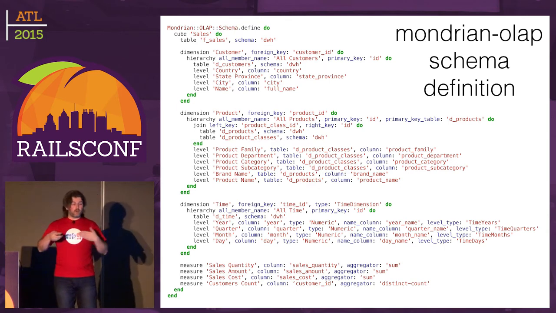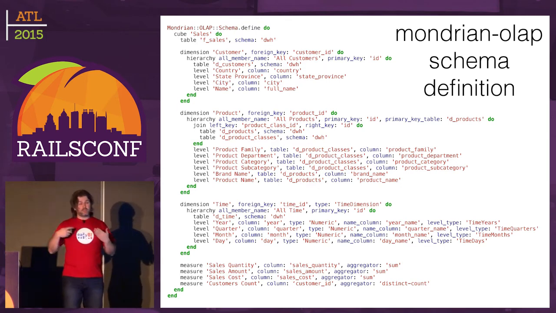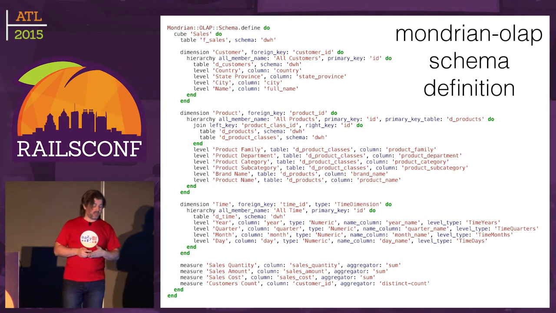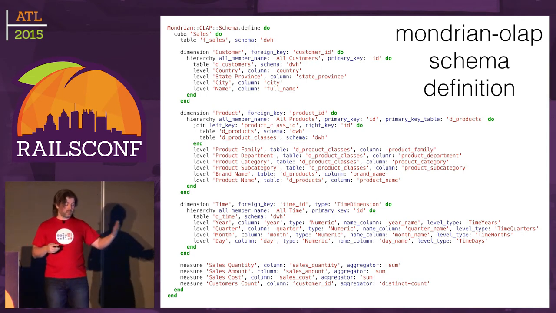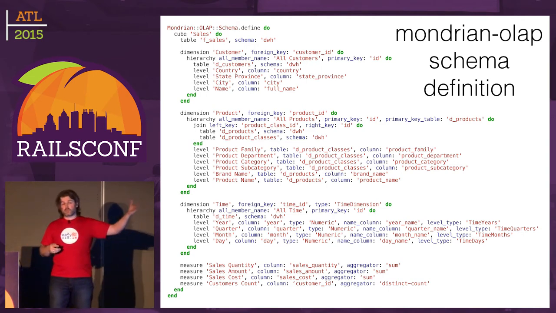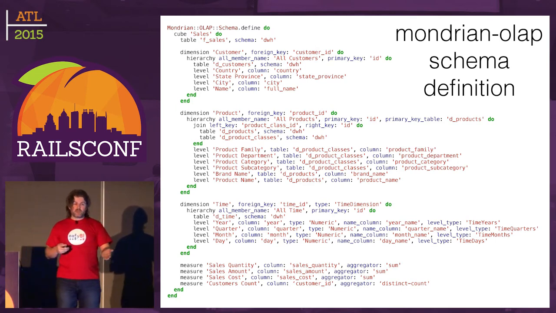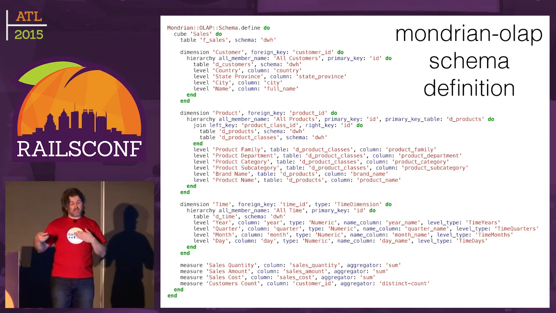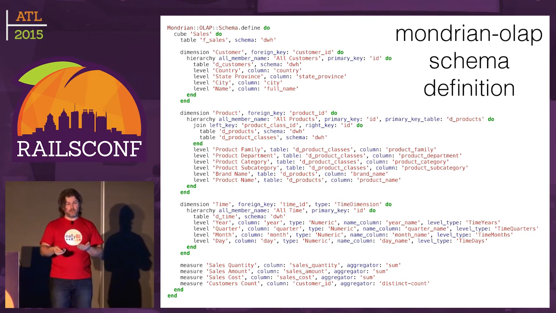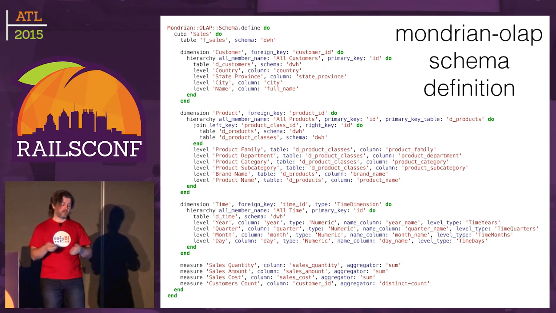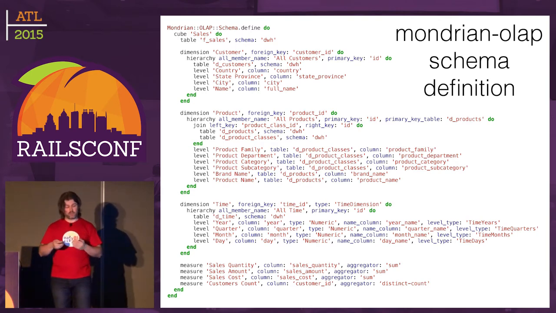And then finally, we also describe the measures that we will use in our schema, like sales quantity, sales amount, sales cost, which use sum as aggregator. But then we have the customers count measure, which will do the distinct count on a customer's ID in the sales fact table to get the unique count of customers for a particular query. And there we use a different aggregator.